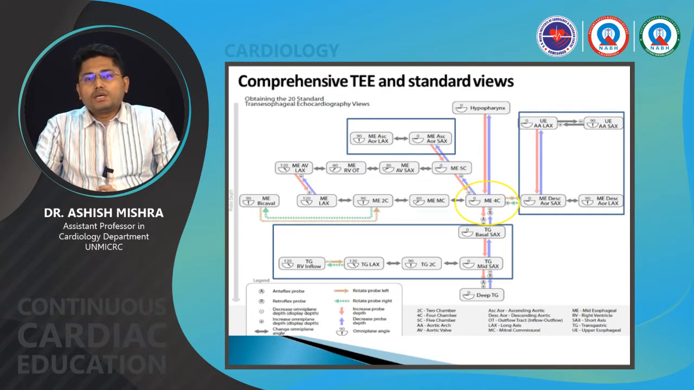This provides a runway for the various views. Basically it involves alterations by withdrawal or advancement of the shaft of the probe, by changing the multiplane angle for various views at a particular point, and also by doing clockwise and counterclockwise rotation of the handle. In this way one can focus on the right and the left sided structures.